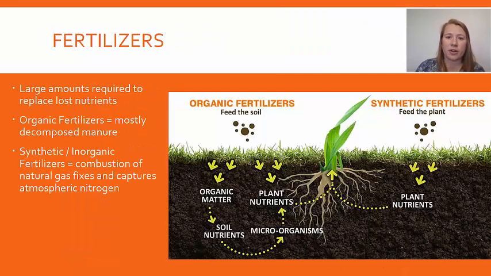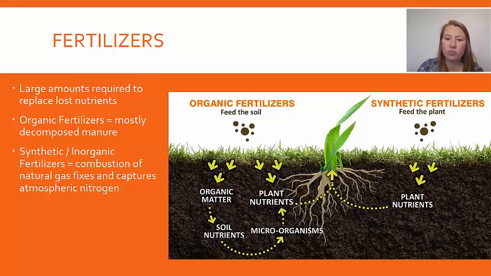The third and final type that we're talking about today is fertilizers. Now there are two types of fertilizers. We have organic and we have synthetic. In both cases, they are applied sometimes in large amounts depending on the situation, and they're applied to a field to replace nutrients that were lost from the previous year's crop. Now, organic fertilizers come from mostly decomposed manure. Synthetic fertilizers come from the combustion of natural gas to do some nitrogen fixation to make that nitrogen into a form that is available to the plants.